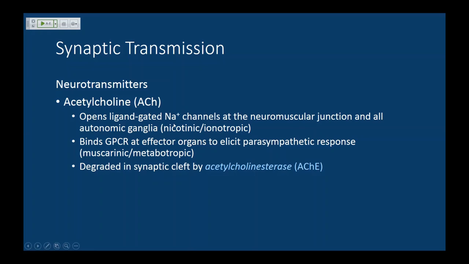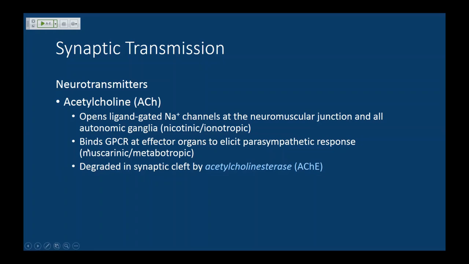Okay, these ligand-gated sodium channels are called nicotinic sodium channels because they're also activated by nicotine, and they're also called ionotropic because they work by letting ions in. Also important, you find these at the autonomic ganglia, which we'll talk about later in the lecture, but just foreshadowing there.